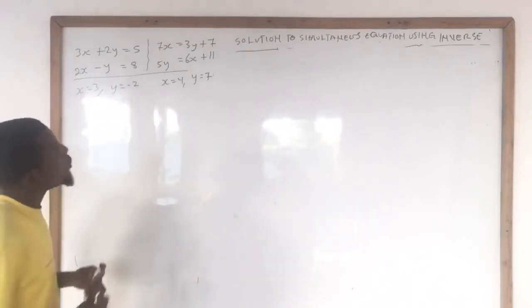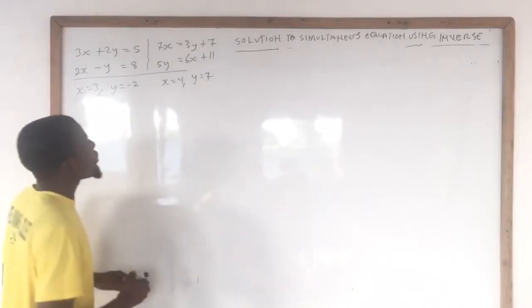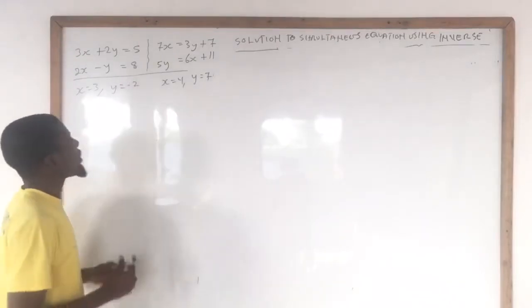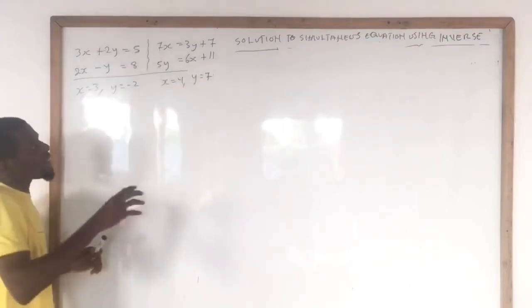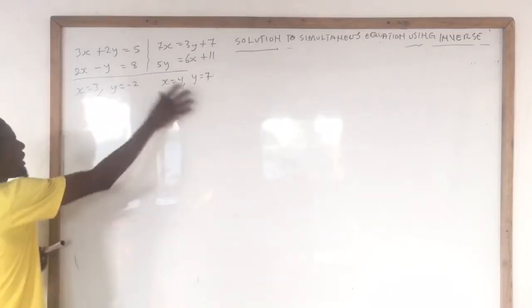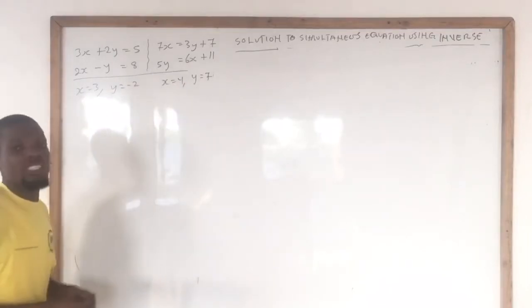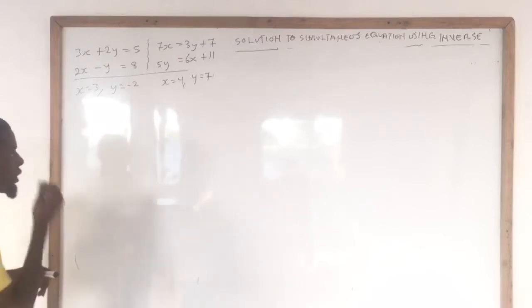We are looking at how to solve this simultaneous equation using the inverse. The last time we used the determinant to solve these simultaneous equations. So I have two simultaneous equations here. We are using the same ones that we used for the determinant. These are the answers, so let's see if we get the same answer when we use the inverse to solve this simultaneous equation.